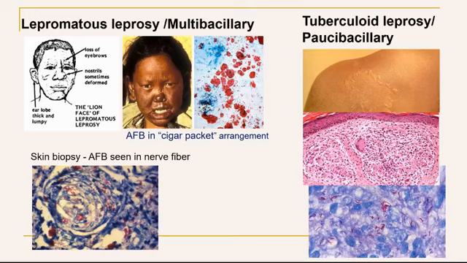Here is another question regarding photochromogens. This is about Mycobacterium szulgai. Is there something specific, that it becomes photochromogen only at 25 degrees centigrade?